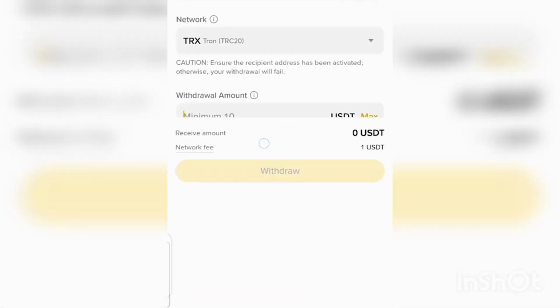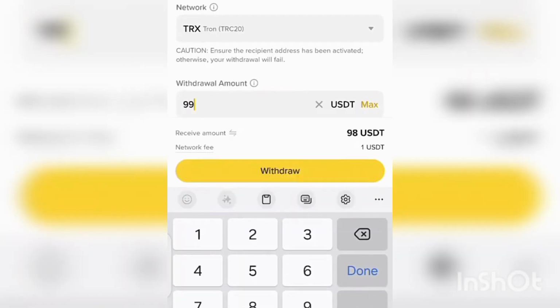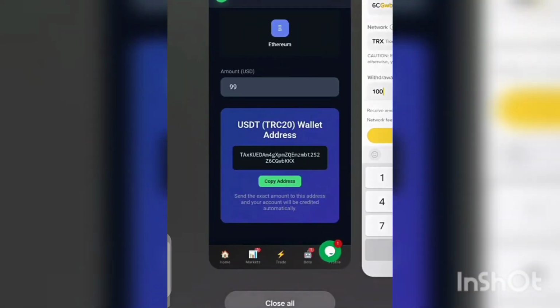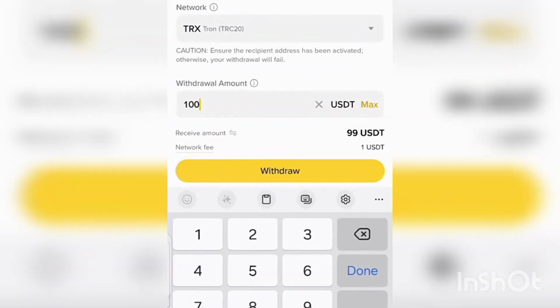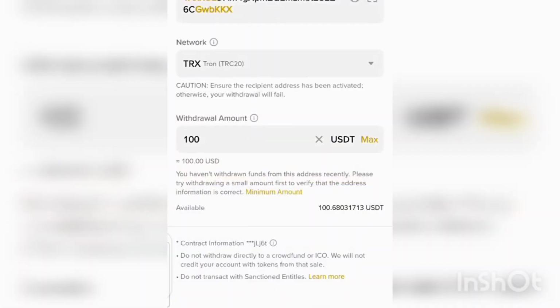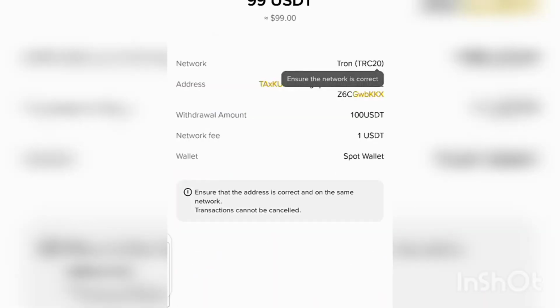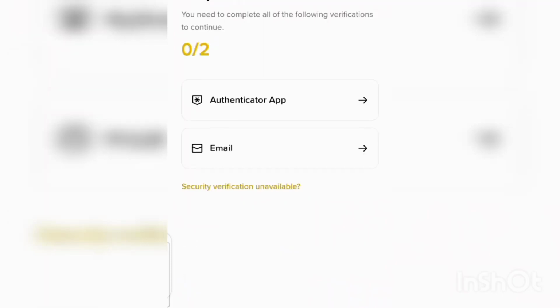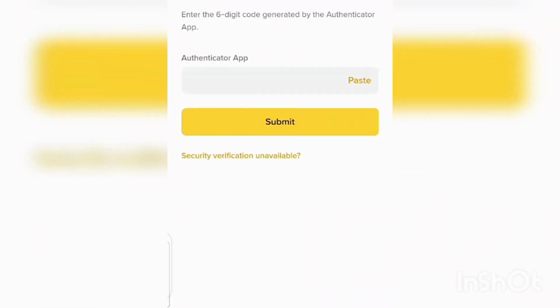The next thing I'm gonna be doing here now is to input the amount. It's very important that if you are starting with 100, you add an extra 1 USDT. Since I'm sending 99, I will add 100. That is the one USDT fee which Binance is gonna charge me. Then you confirm. I'm gonna pause the video so that I can input my authenticator code.